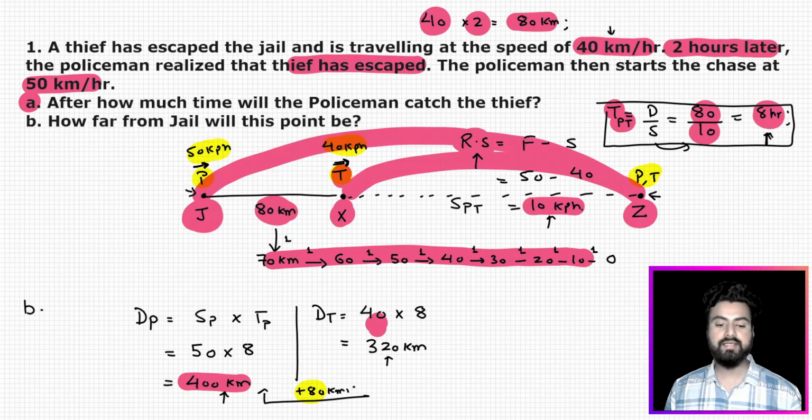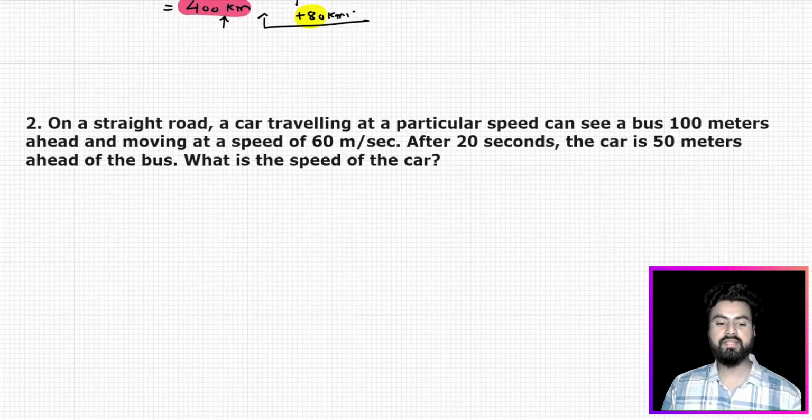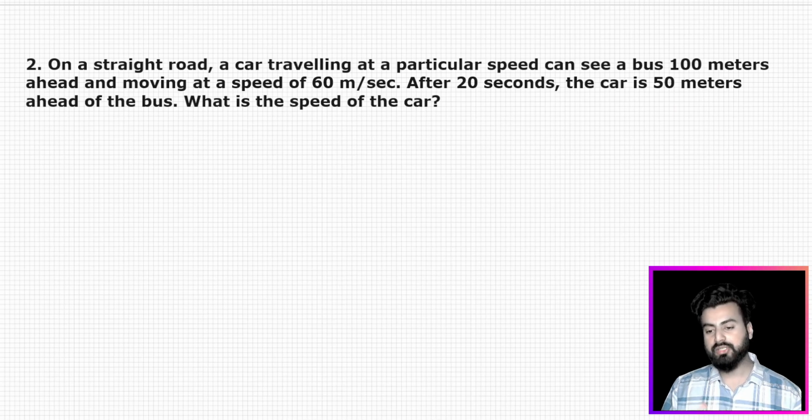I hope you were able to understand this whole explanation. Okay, so if you have understood this, it is now time to discuss one final question based on this particular concept. On a straight road, a car traveling at a particular speed can see a bus 100 meters ahead.